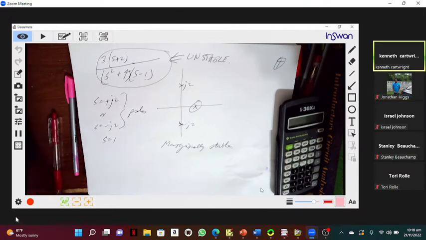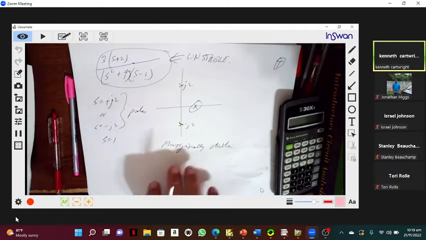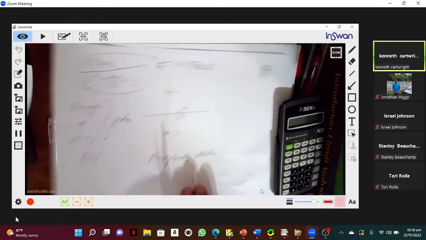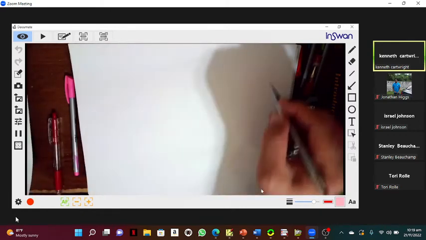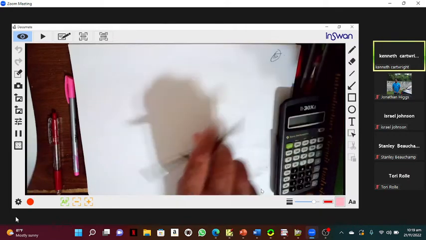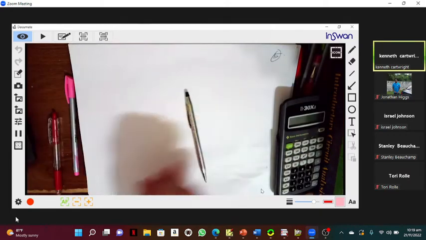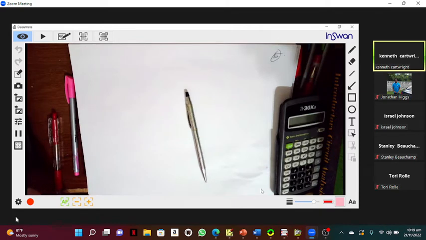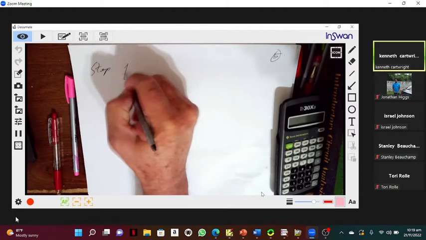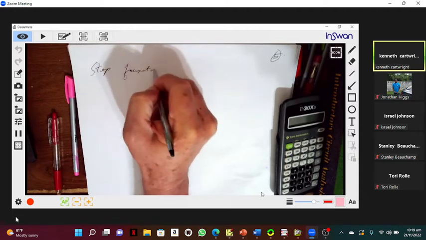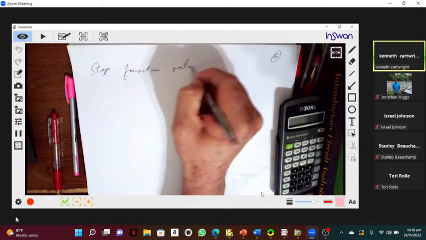By the way, you're going to need to know this for 420 next semester in automatic control theory. All right, that's all I'm doing on stability. I have to move on. How is the step function related to the impulse response?